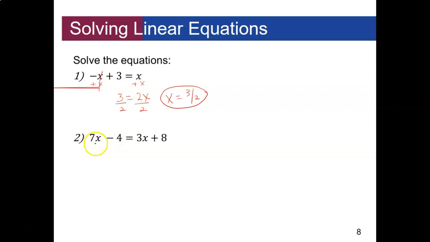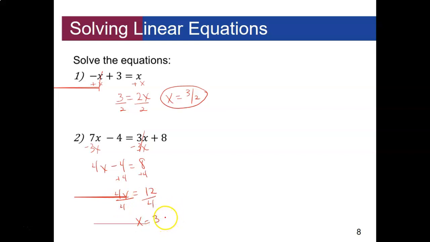This one, we again want to combine our like terms together and move our x to one side and the constants to the other side. So I'm going to start by subtracting 3x. That'll give me 4x minus 4 equals 8. And then I'm going to add 4 to both sides. I'll get 4x equals 12. Divide by 4, and x is going to be 3.